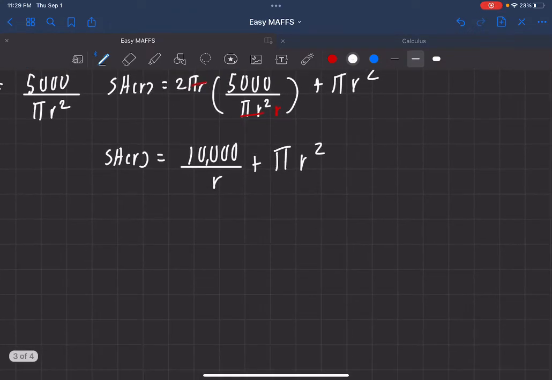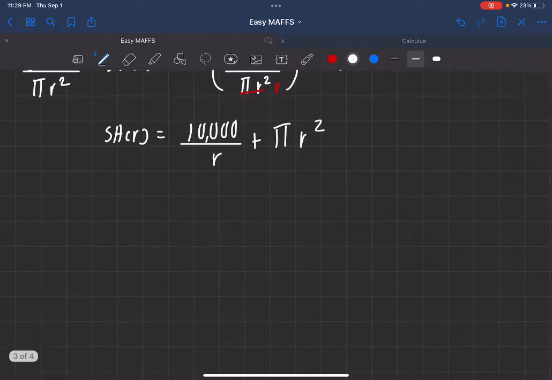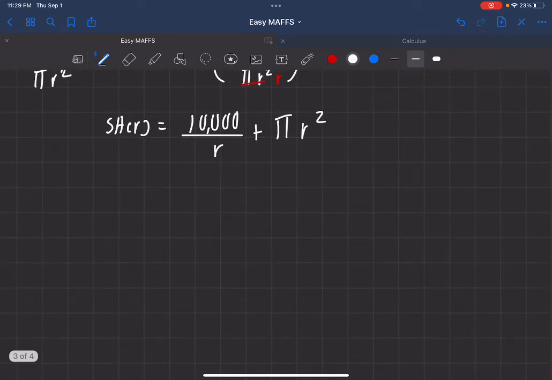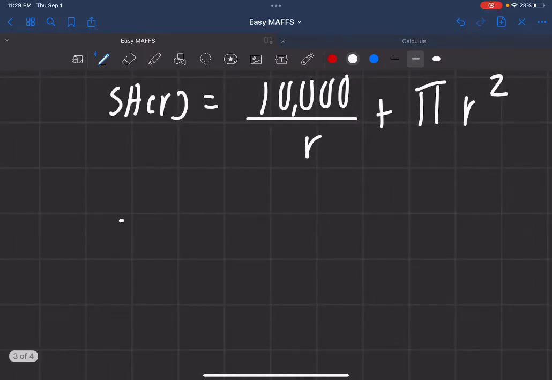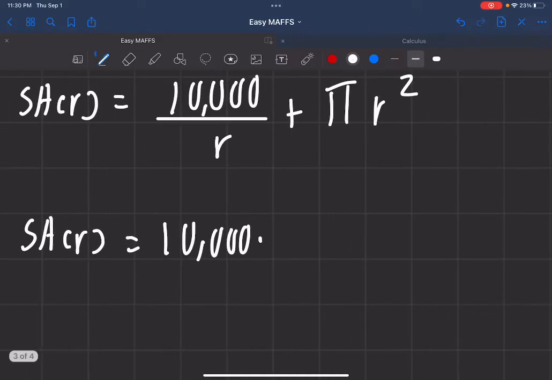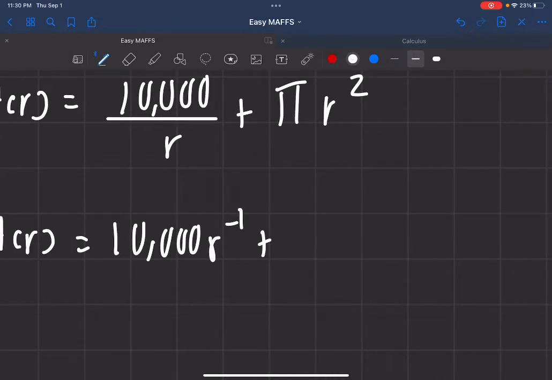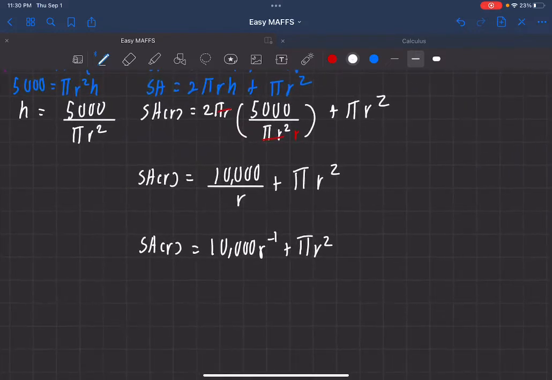We can leave it like this, but for our next step, I think it'd be a lot easier to move the r and turn it into a negative exponent. So how are we going to do that? Well, surface area as a function of r is equal to 10,000 times r to the negative 1 plus pi r squared. And why did I do that?